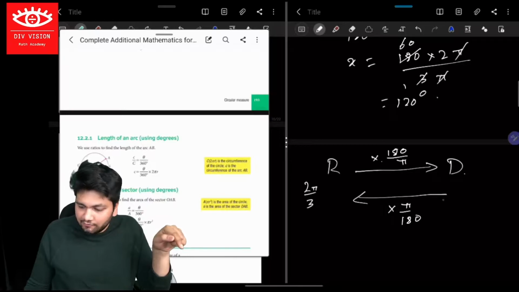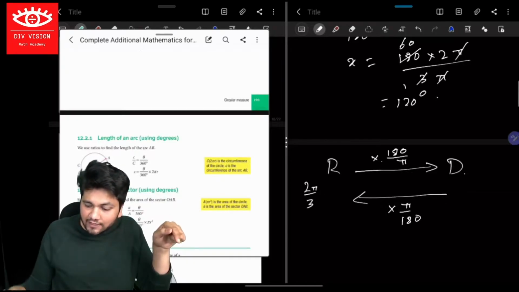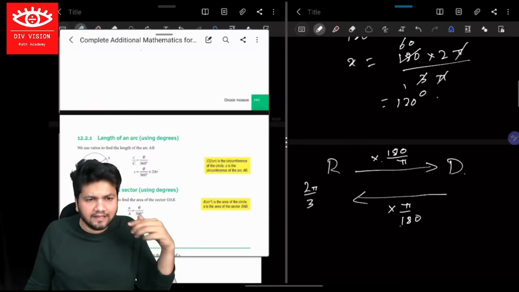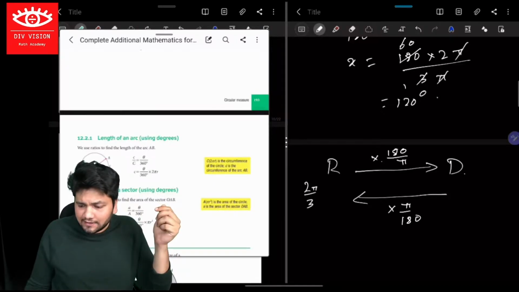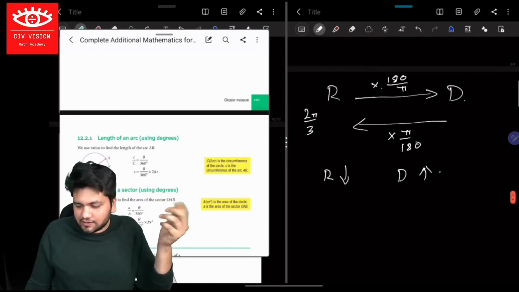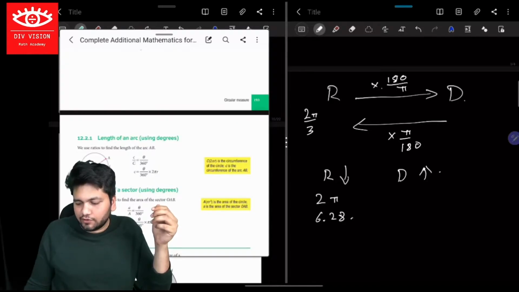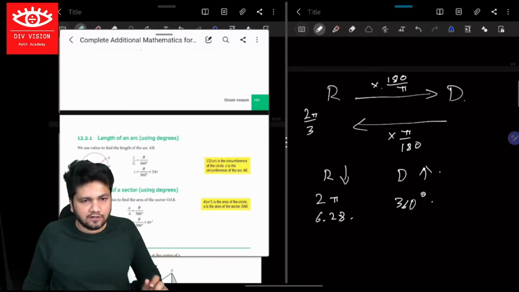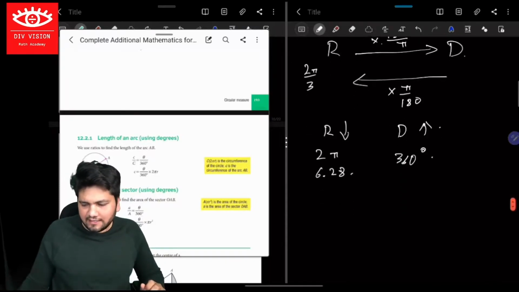So that's why, when I have to convert it into radians, I will introduce pi. So I'll multiply by pi, but I'll divide by 180. You can also remember that radians are always smaller and degrees are larger. Of course, because 2 pi radians is nothing but 6.28, but in degrees it's going to be 360 degrees. So that's going to be the difference. So this is radian-degree conversion.